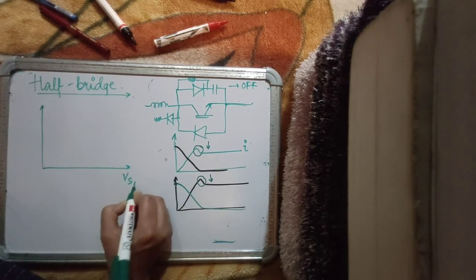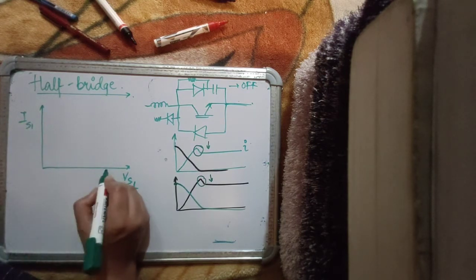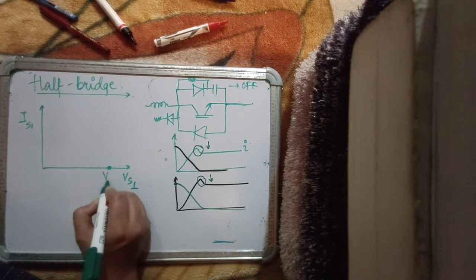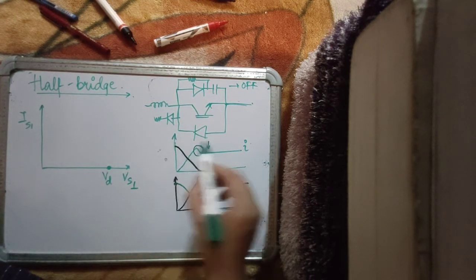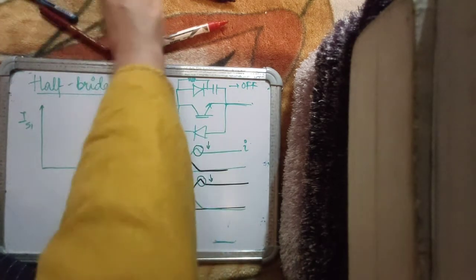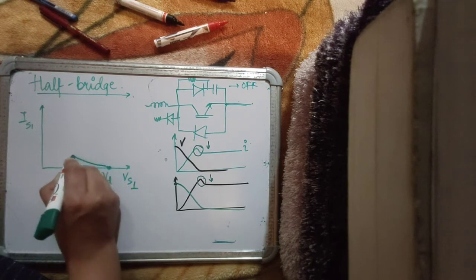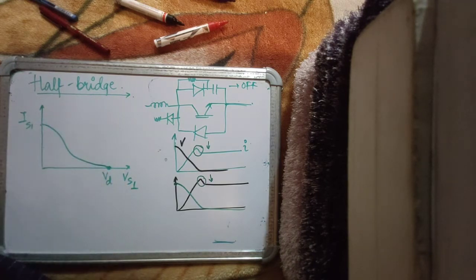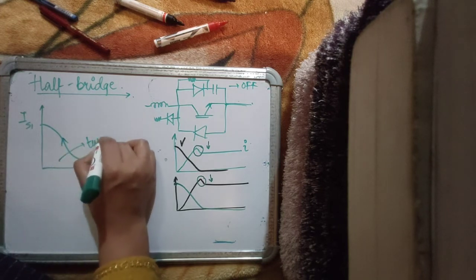This is voltage across the switch, this is current through the switch. Initially the switch is off, so it is blocking some voltage. You have to turn it on, so at the same time the voltage across the device will start falling and the current will start rising. So voltage starts falling and current starts rising, something like this. So this is your turn on curve, turn on.